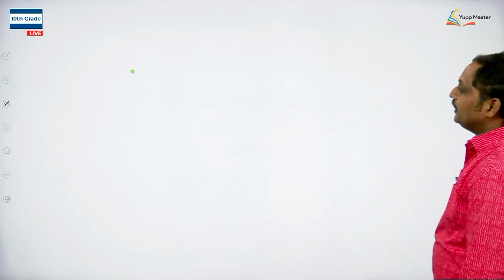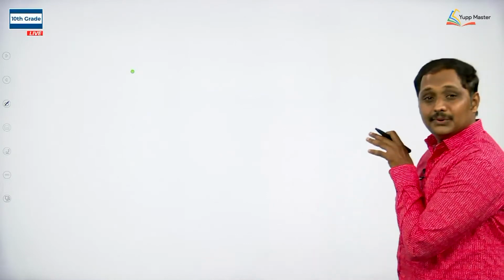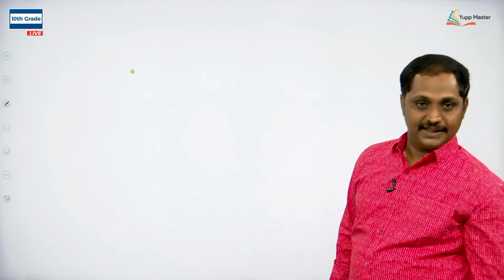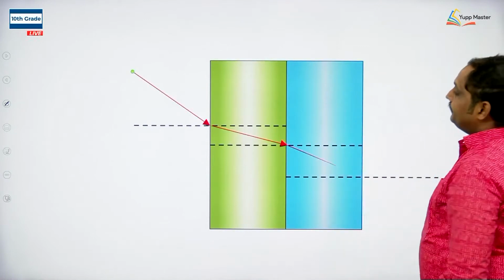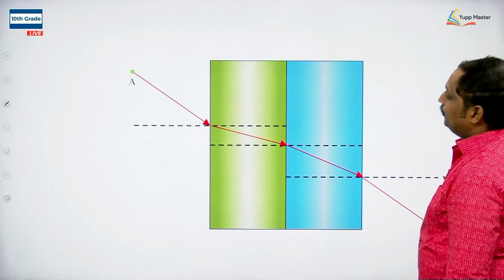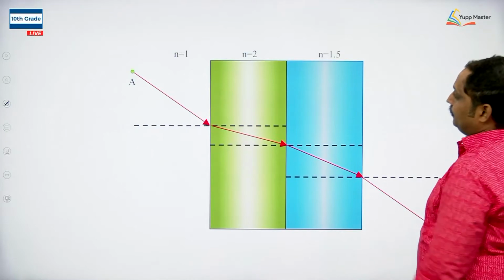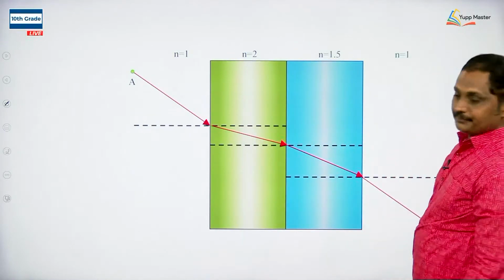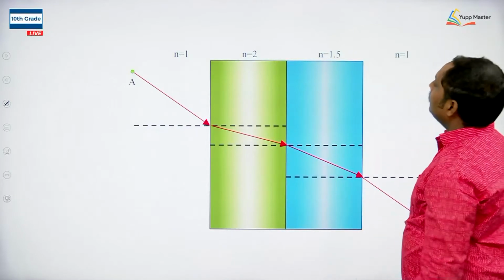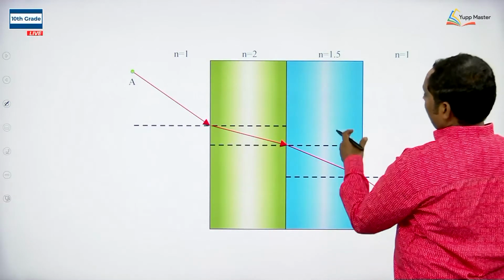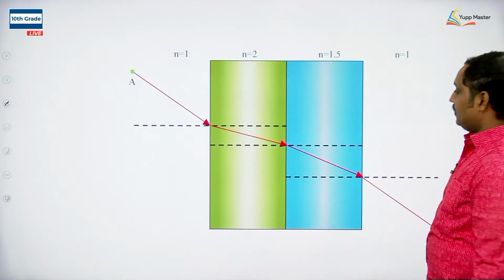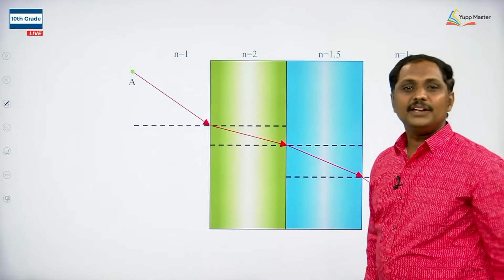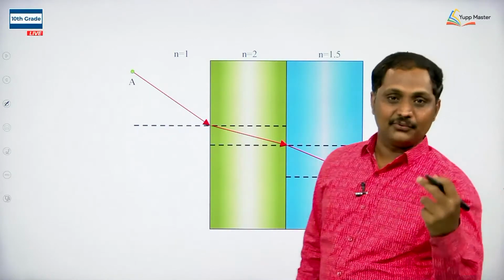Here we are going to take the combination of different media, that is, having different refractive indices. It is very clear. Light is allowed to enter. The first one is a rarer medium, the second one is a denser medium, and the third one is also a rarer medium as compared to the second one, by having the refractive index values. In this case, you can easily take the relative refractive index.